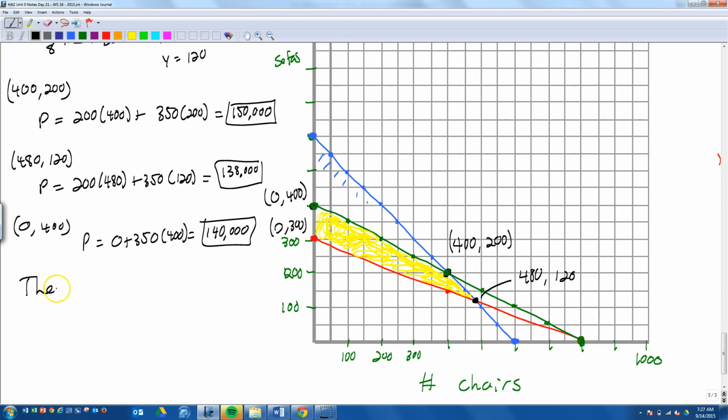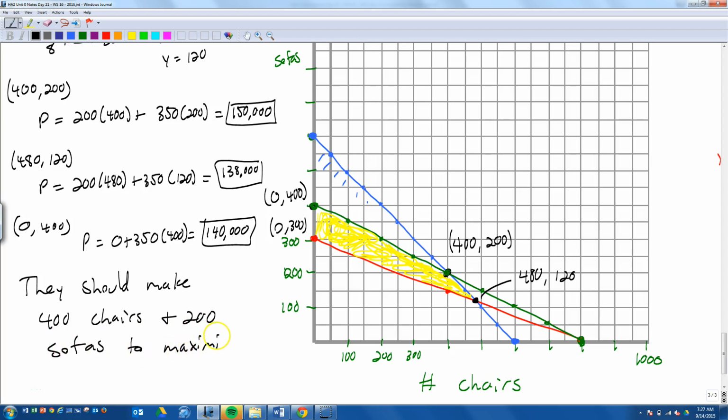So they should make 400 chairs and 200 sofas to maximize profit. And that profit would be $150,000.